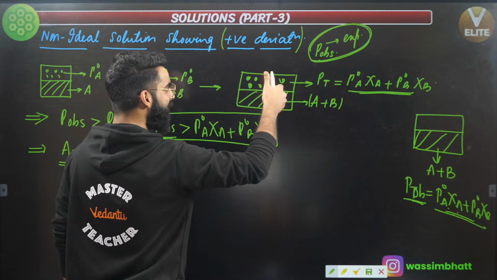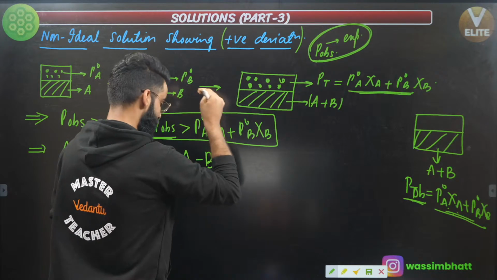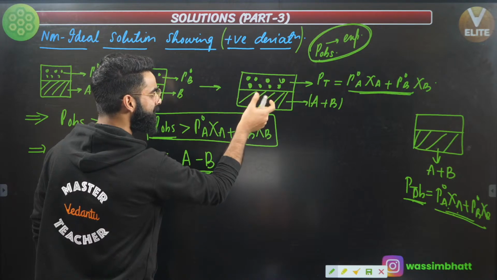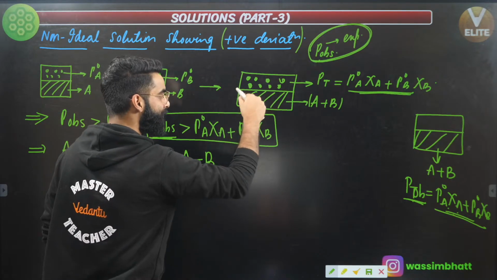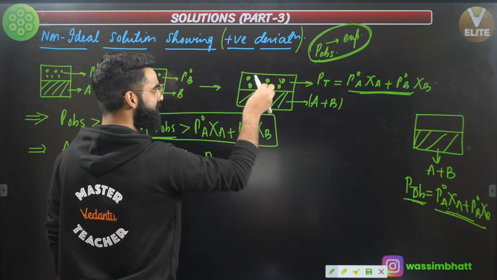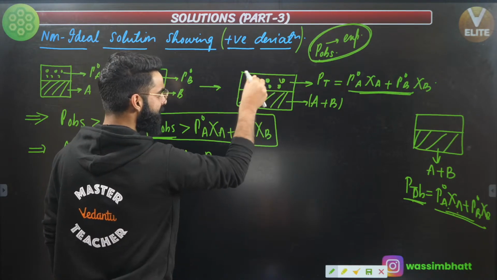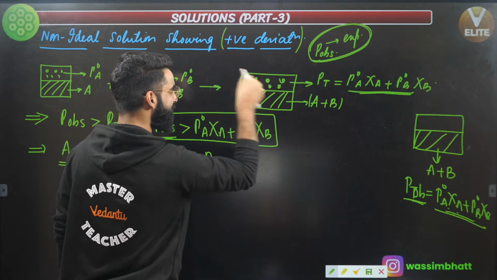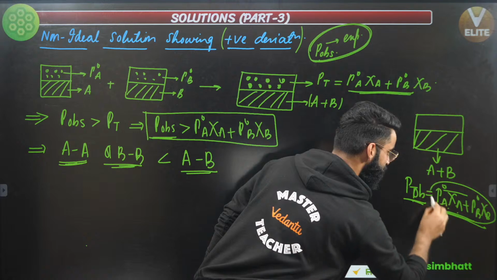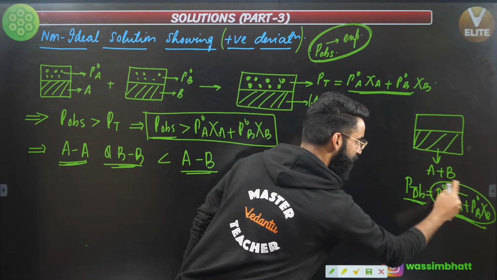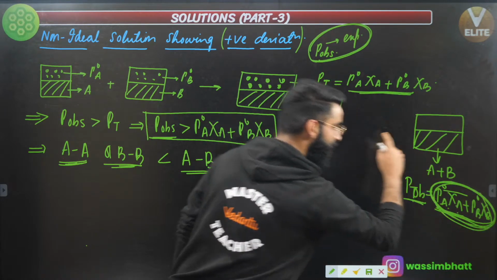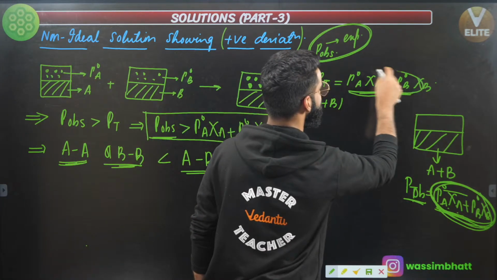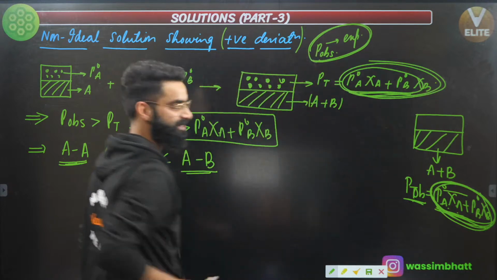And how can we explain that? We can explain this in a different way. We can say the force of attraction between A and B particles in the solution will be less. That is why the escaping tendency will be more, and if the escaping tendency is more, the vapor generated will be more. That is why the actual vapor pressure of the solution comes out to be greater than the expected vapor pressure of the solution. This is the expected vapor pressure of the solution: P naught A chi A plus P naught B chi B.